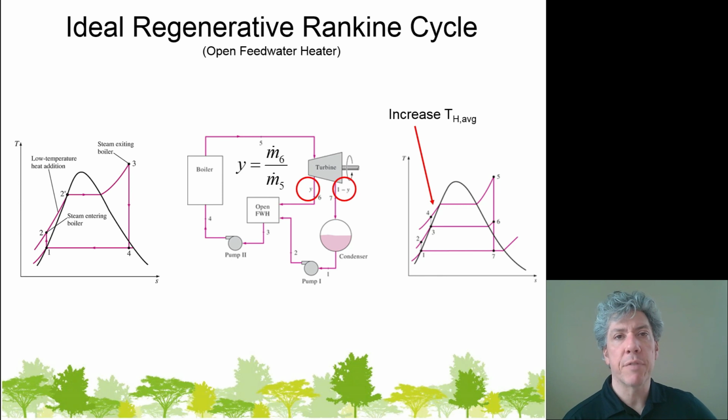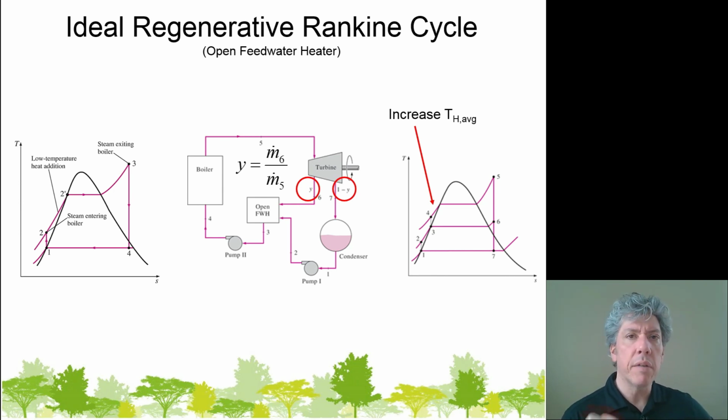We usually talk about the mass flow rate through the boiler because all the mass does have to go through the boiler. So the fraction can be calculated as the mass flow rate that goes through state 6, the bleed steam flow rate, divided by the mass flow rate through the boiler, or state 5. So this is how we define it, and it's something that we have to keep track of. I've got some handy equations here for you.